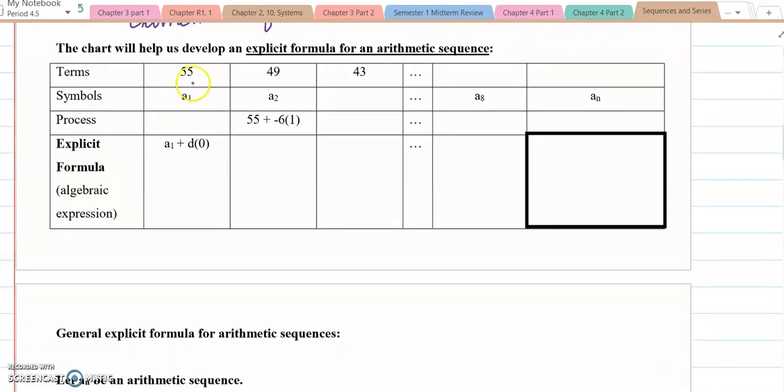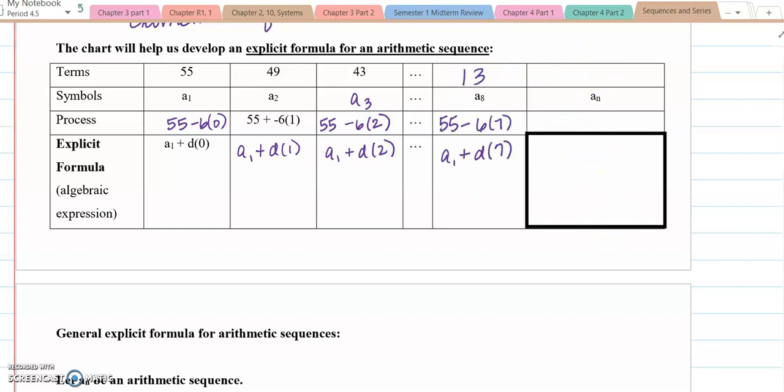We have a term, a sub 1 is 55, a sub 2 is 49, a sub 3 would be 43, and if you notice, you're always subtracting 6. So in my process, I would be taking 55 and subtracting 6 0 times. For this one, I subtract 6 2 times, etc. So when I get here, it's a sub 1 plus d times 1, a sub 1 plus d times 2, etc. So take a second and fill in these blanks and see if you can come up with our general explicit formula.